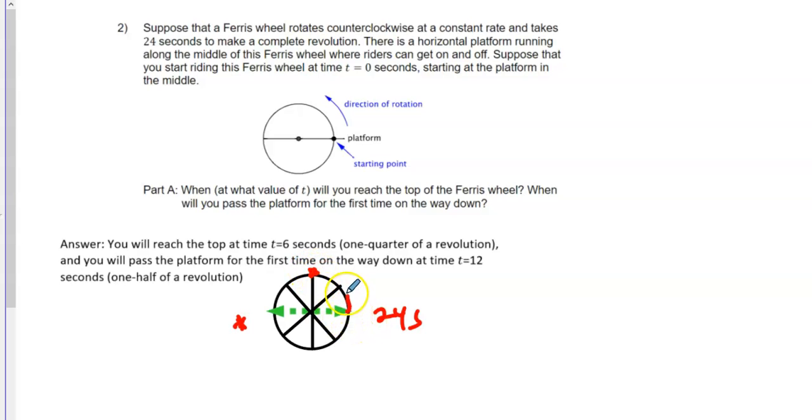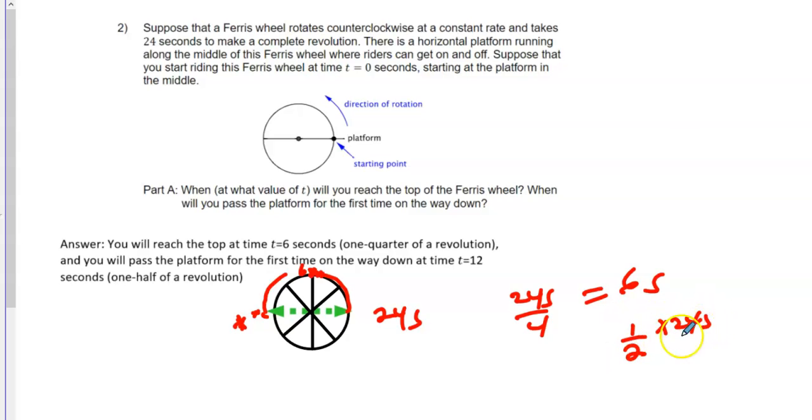That is like a quarter of the circle. And so 24 seconds divided by 4 will give you 6 seconds. By 6 seconds, you're somewhere there. Now, when you're going to pass the platform for the first time, at that point, that is going to be like half of the revolution. And half of that is like 12 seconds. So at 12 seconds, you are somewhere there.